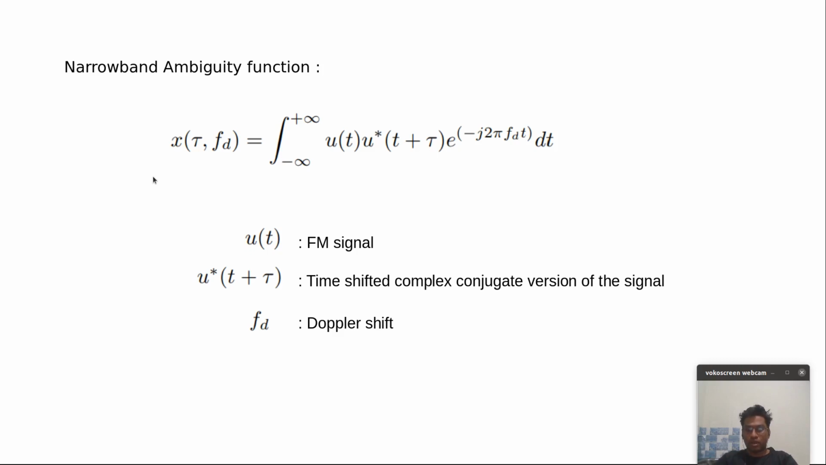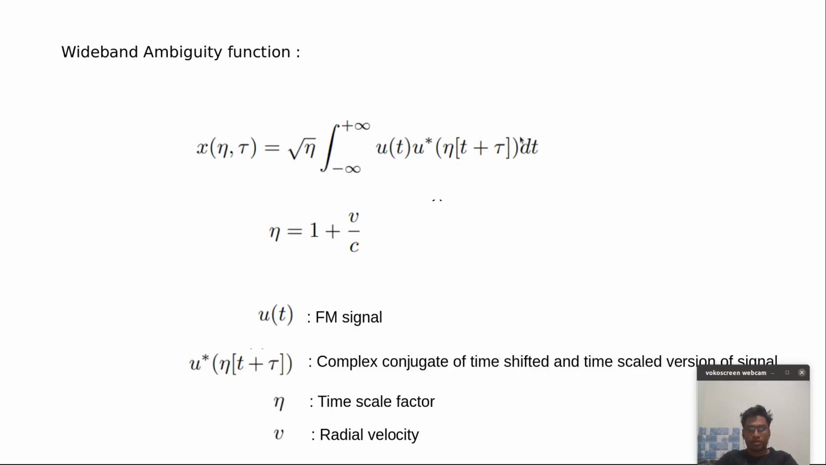Here the important point to note is that the Doppler is modeled as a frequency shift, that is e raised to minus 2 pi f_d t. And this is the wideband equation. Here eta represents the time scaling factor, that is 1 plus v by c. v is the radial velocity, c is the speed of sound. And here the important thing to note is that the Doppler is modeled as a time scaling operation, that is, the signal can be compressed or expanded.